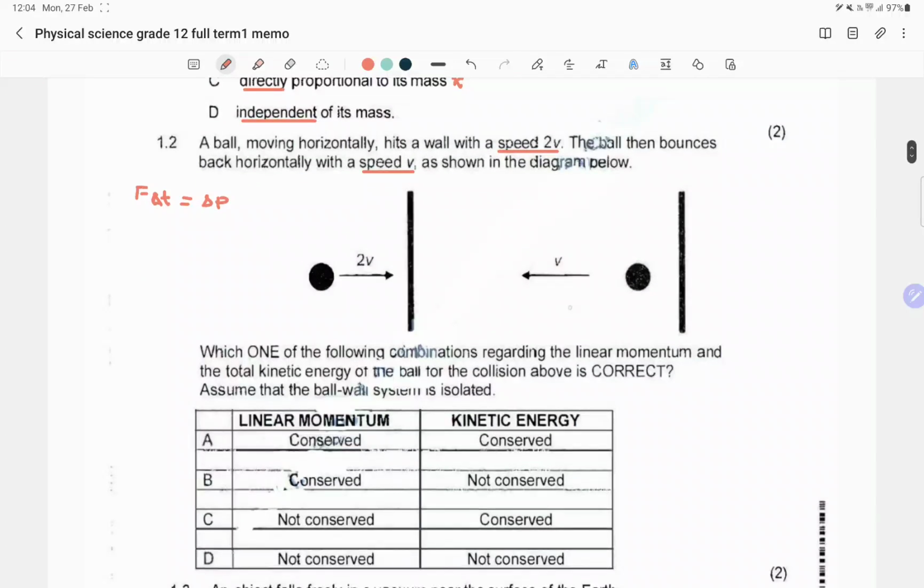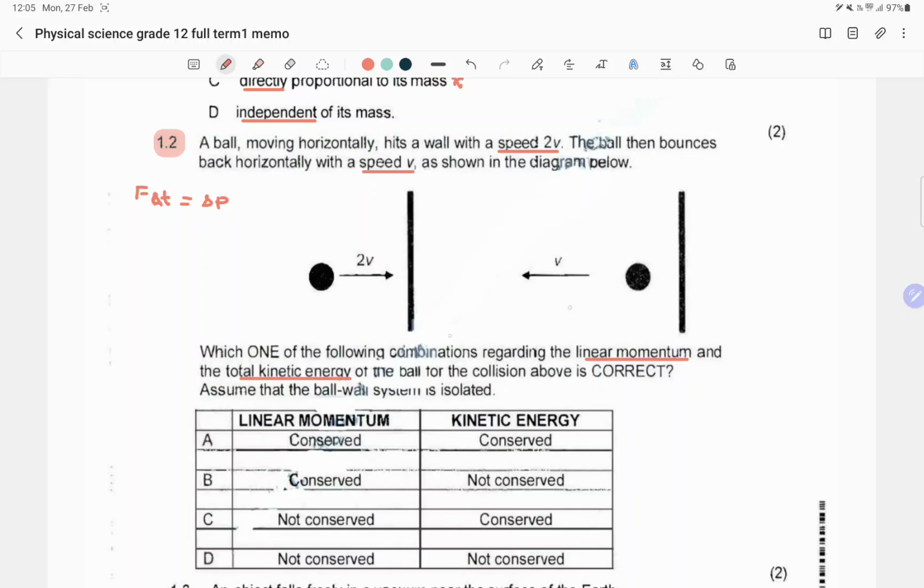Then let's look: which one of the following combinations regarding the linear momentum, so this is the parameter we thought about, and total kinetic energy. Don't you see that this question looks similar to the one from the Free State? So it looks like KZN is in cahoots with the Free State. They're doing the same or similar things, but that's good. It's a collaboration.